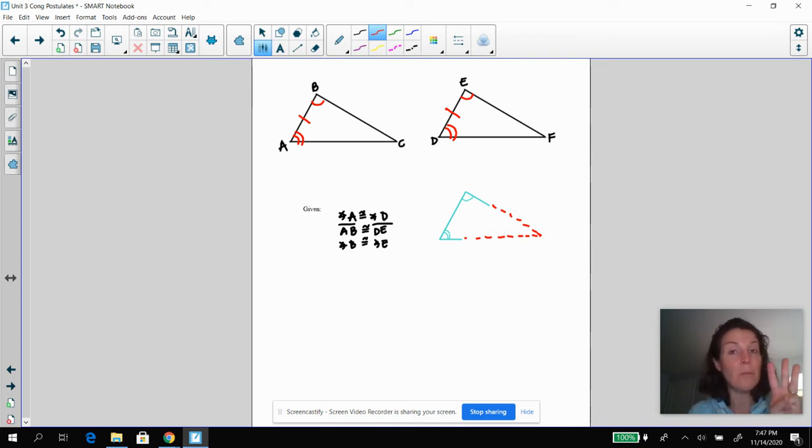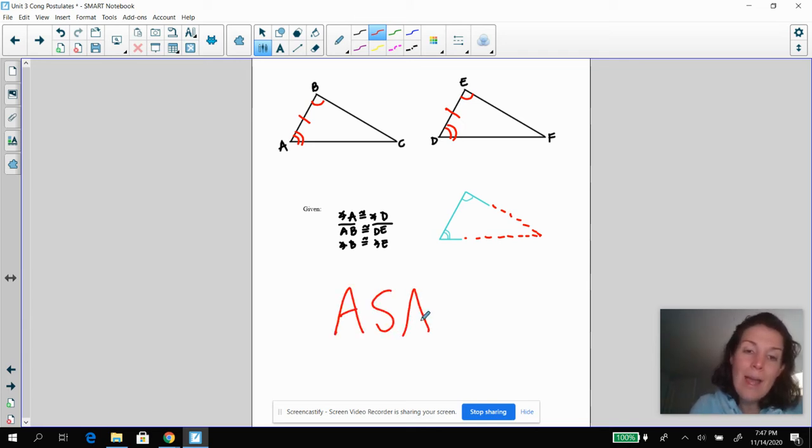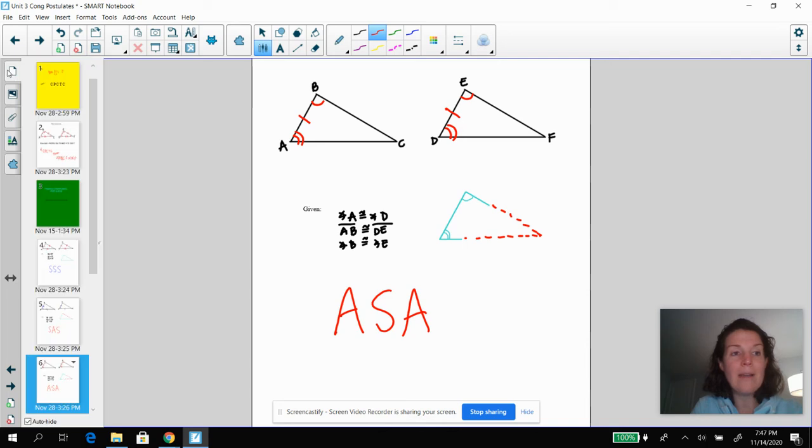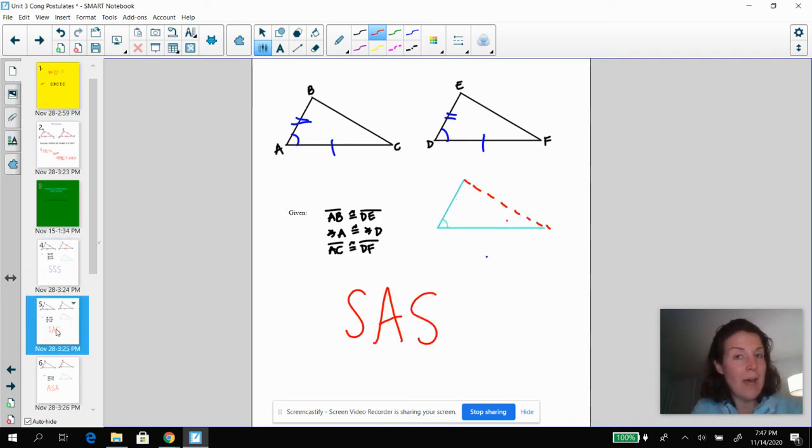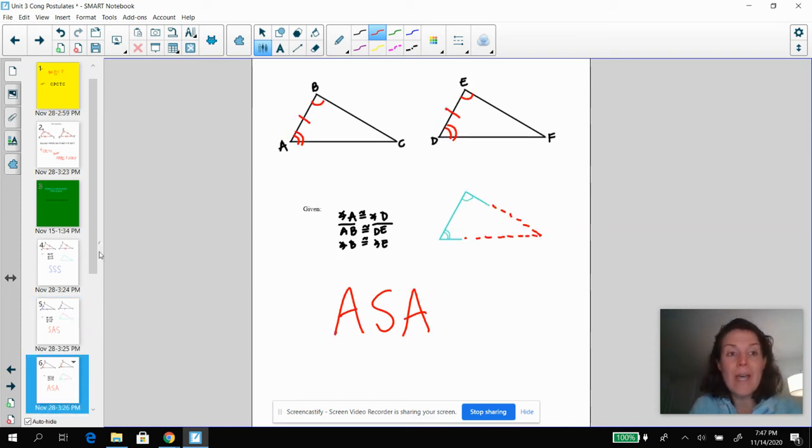Again, we only had to deal with 3 of those corresponding parts, not all 6. And this is what we lovingly refer to as the angle, side, angle congruence postulate, or ASA. So remember, we've got side, side, side. We've got side, angle, side, a little SAS right in there. And then a little ASA, angle, side, angle.